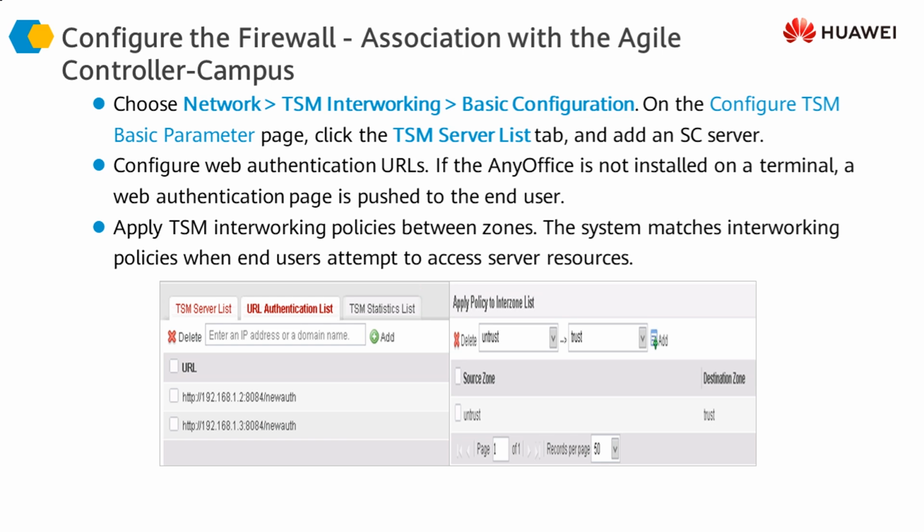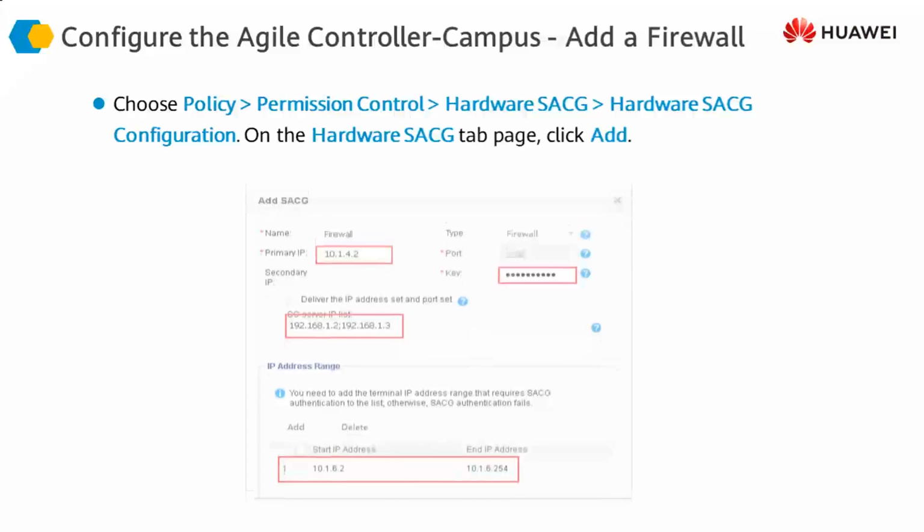On the firewall, we identify the agile controller servers and the location of the web page which needs to be pushed to the clients who do not have any Office installed. Then we allow the post-authentication traffic to move from the untrust zone to the trust zone. We need to configure a policy on the firewall. Then we move to the agile controller.